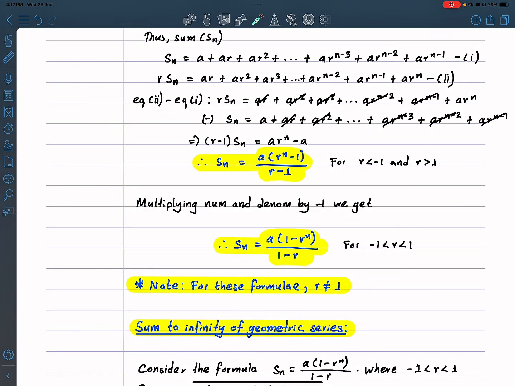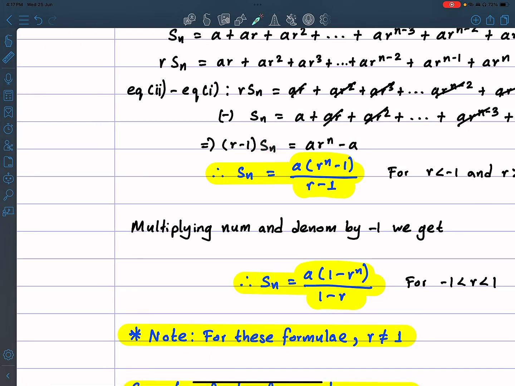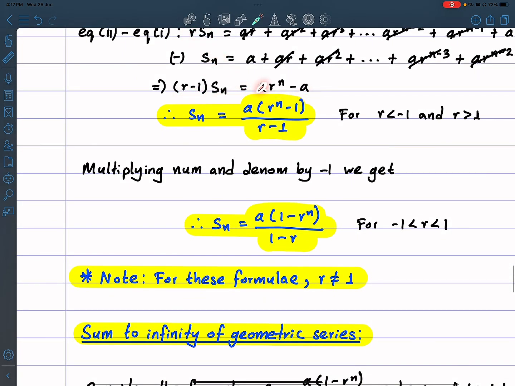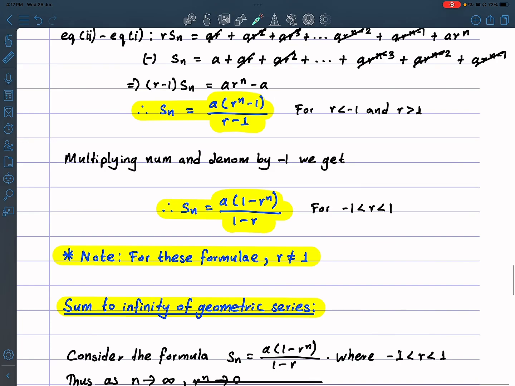So we take s of n common, because s of n is present in these two terms, and we get r minus 1 times s of n equals a times r to the n minus a. We take a common and shift the r minus 1 to the right hand side, and we get this expression for our sum of a geometric series: s of n equals a times (r to the n minus 1) all over r minus 1. And this is the formula that we use when r is less than minus 1 or r is greater than 1.